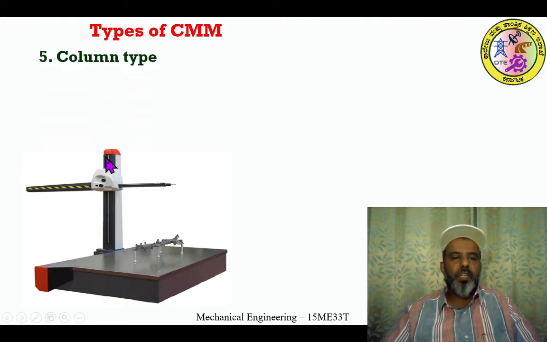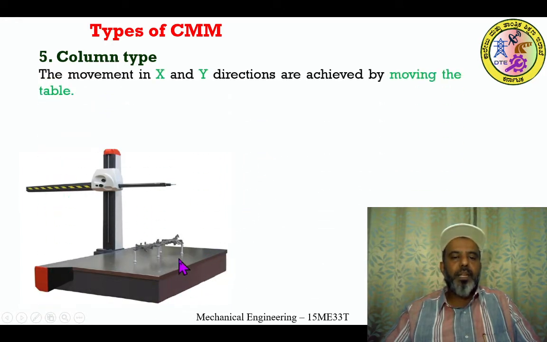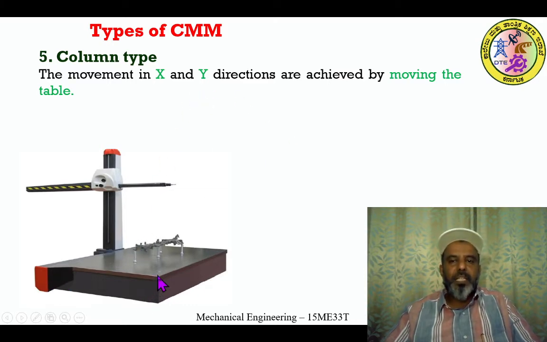If you see here, this is the column. This is the column type. In these column types, the table movement is made in the x and y. If you see here, this is the column. This table can be made to move in the upward direction, or it can be made to move in this direction. Here the x and y directions are achieved by moving the table.